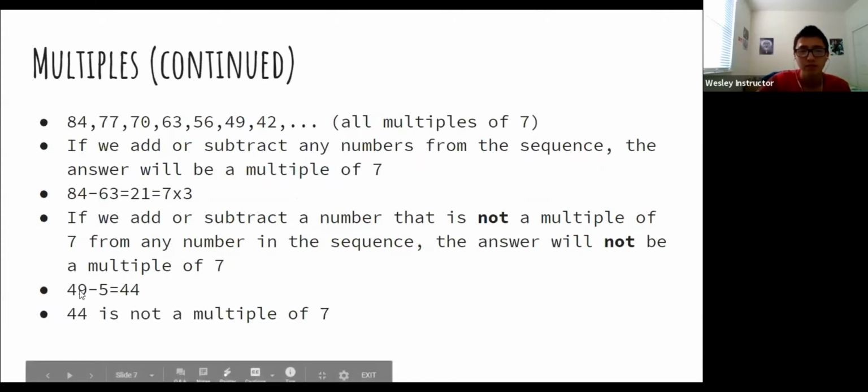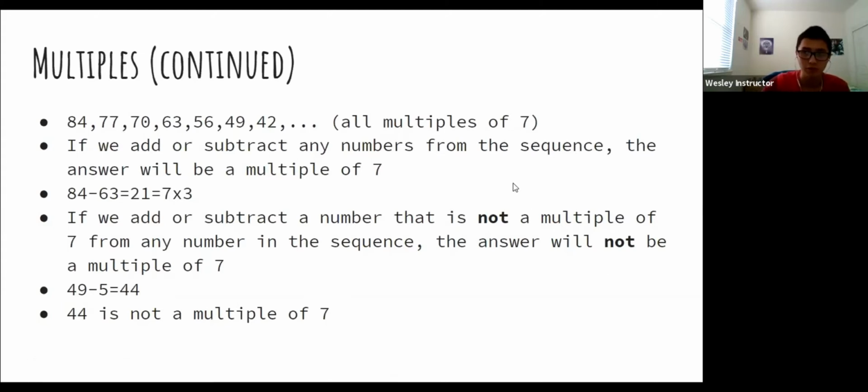And once again, if you look at the bottom here, 49 minus 5 equals 44. 5 is not a multiple of 7, so the answer will not be a multiple of 7. To sum it up, both numbers have to be a multiple of the same number for the answer to be a multiple of that number.